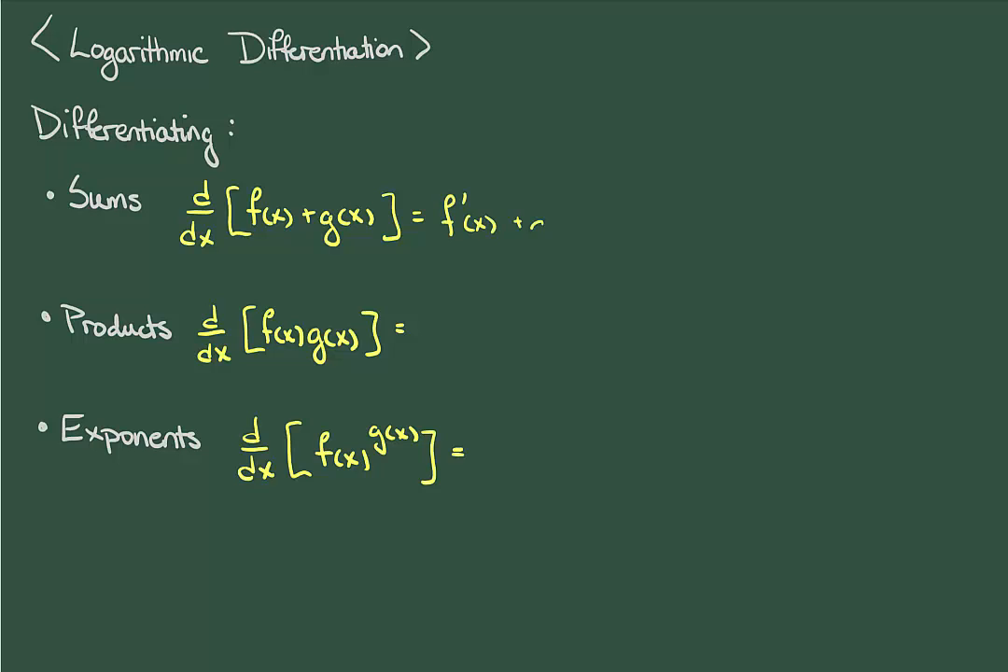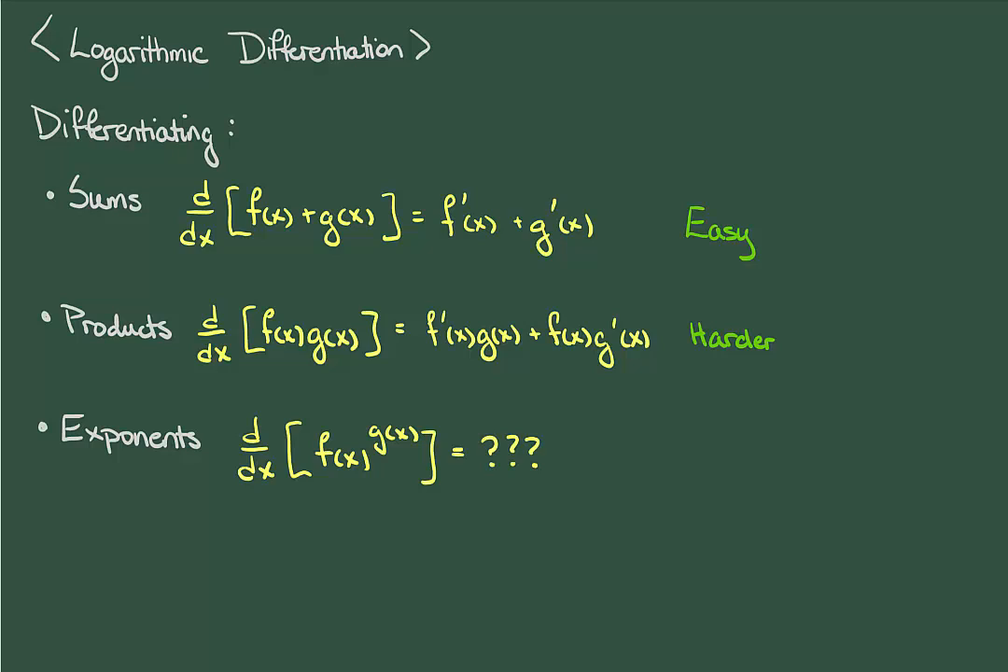Differentiating sums turns out to be pretty easy. The derivative of f plus g is f prime plus g prime. Products are a bit trickier as we have to use the product rule, but at the end of the day, it's not too bad. But exponents, where a function occurs in both the base and the exponent, well, we have no idea how to handle that.